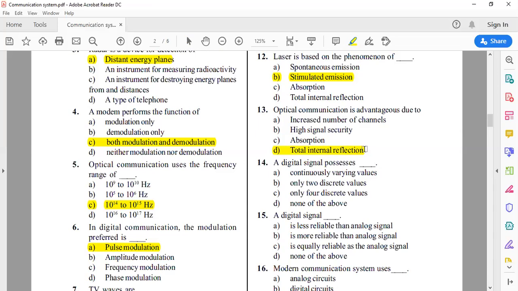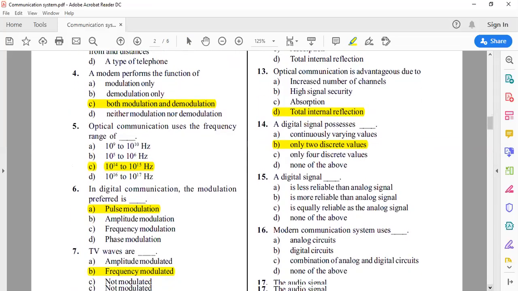Next question, question number 14. A digital signal has 0 and 1 language. 0 indicates 0 voltage and 1 indicates some voltage, maybe 5 volt, 10 volt. And this digital signal consists of only two discrete values, that is 0 and 1. So for question number 14, the correct option is only two discrete values, option number B.